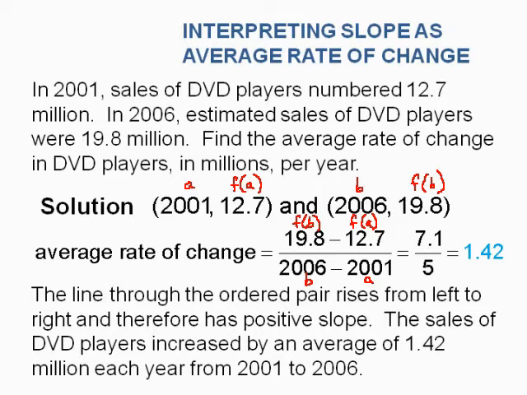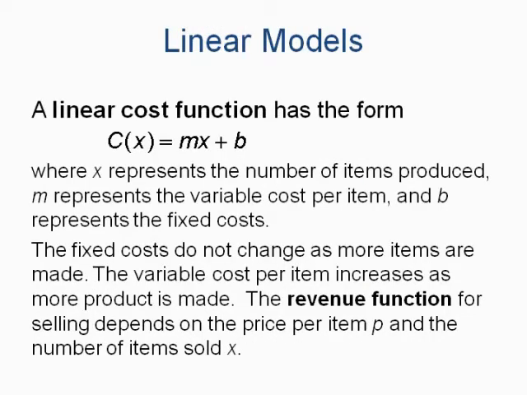So the line through the ordered pairs rises from left to right, and it has a positive slope. And the sales of DVD players increase by an average of 1.42 million from the years 2001 to 2006. So you can actually use this stuff in real life. Wow, that's just scary, Young.